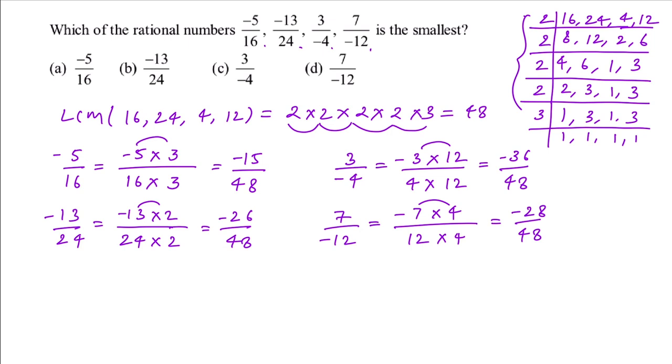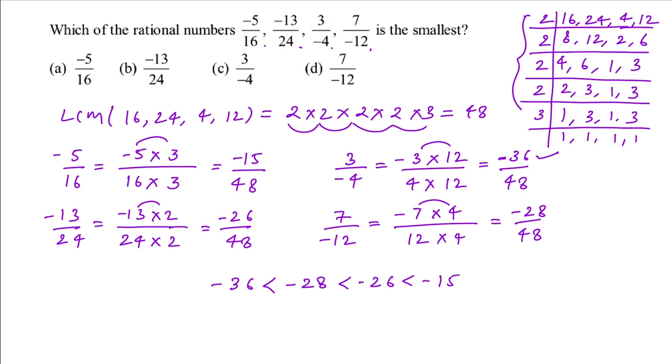Now we want the smallest number. All the denominators are the same, 48, so we have to look at the numerators and see which one is the smallest. All the numerators are negative, so the smallest one is the one with the greater number, which is 36, and it's negative. When you're comparing negative numbers, the number which is greater with the negative sign will be the smallest one. So when you arrange these, you get minus 36 is less than minus 28 is less than minus 26 is less than minus 15.